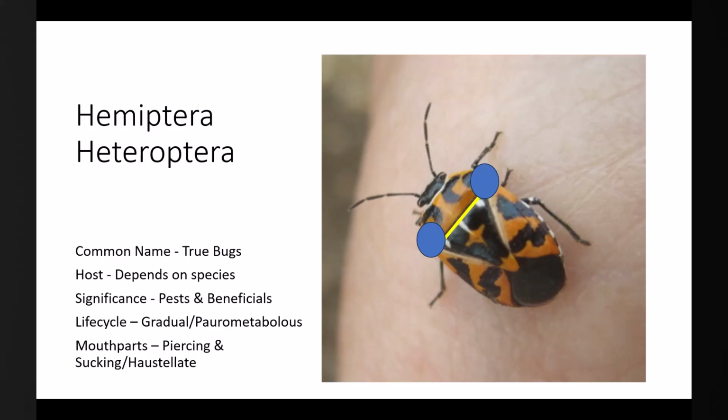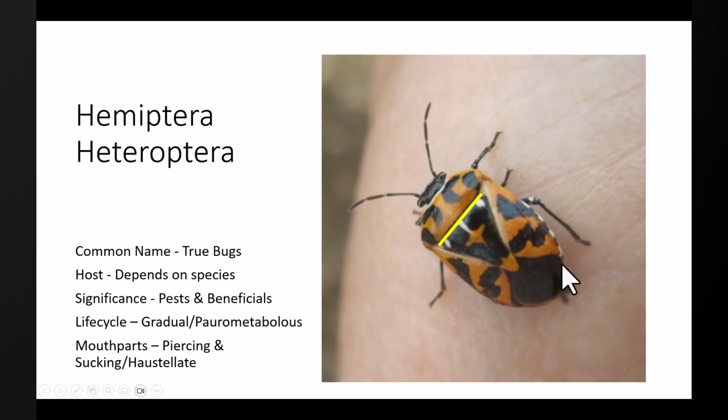Imagine that the wings are attached on the shoulders where these blue dots are, which they are, and when they lay those wings across the back, they'll fold flat against the back. And when they do that, it forms a triangle. So when you see a triangle on an insect, you're looking at a hemipteran in the suborder Heteroptera, all of the true bugs. The wider the back, like this one, the bigger the triangle. The thinner, more narrow the back, the smaller the triangle may appear.